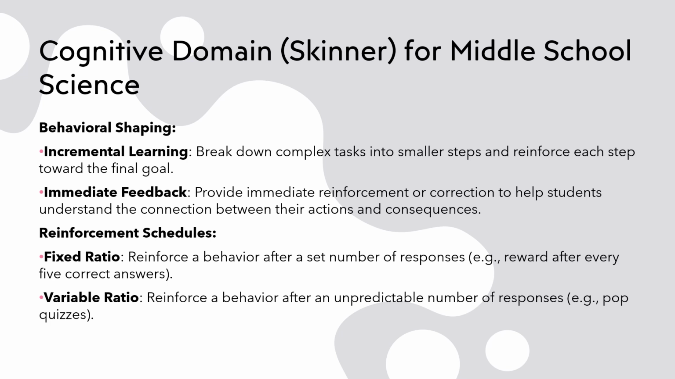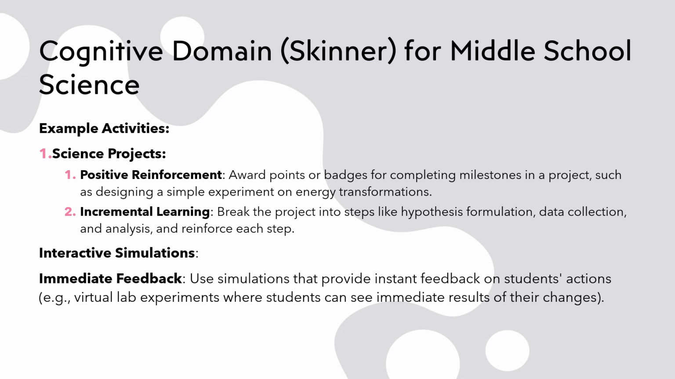So we have a fixed ratio, which reinforces a behavior after a set number of responses. Then we have the variable ratio, which is the reinforcement of behavior after an unpredictable number of responses. Example activities would be science projects. So the positive reinforcement will be to award points or badges after completing a milestone on a project.